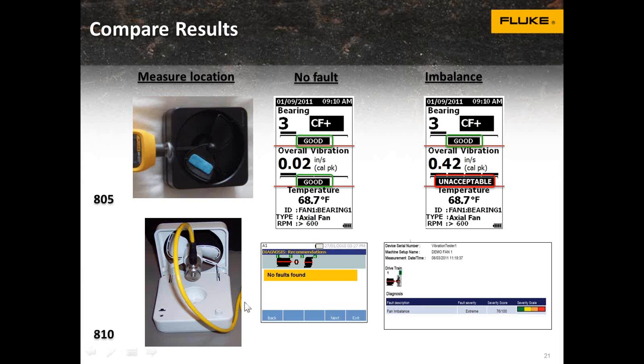The 810 would take 3 axes of vibration data on the machine, and it would tell us, when there's no fault, that no fault is found. But where the 805 told us that it was unacceptable but we didn't know what the problem was, you can see that the 810 gives us the answer. It says that we have fan imbalance, it's extreme, and then if we go look at the details, it'll tell us to balance the fan.